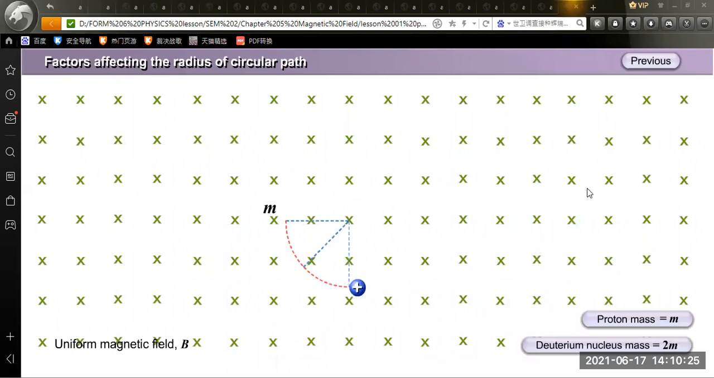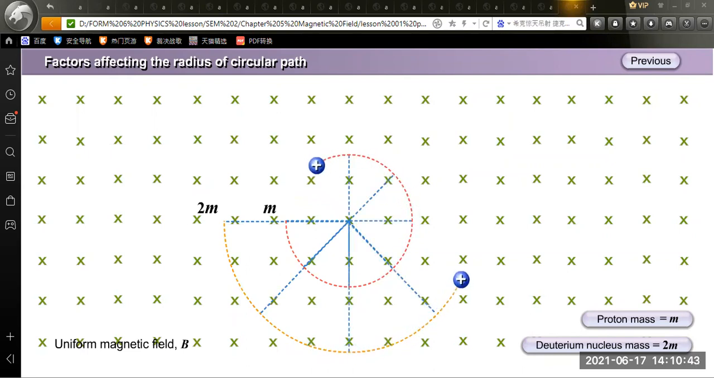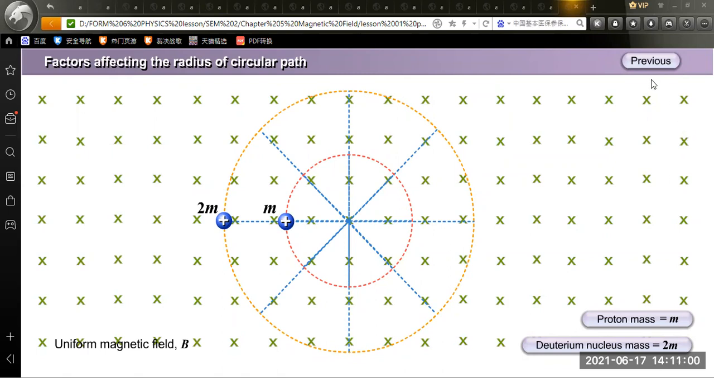Okay, now if the proton with mass m moves like that, just now r is directly proportional to m, right? What happens if the mass increases to double? Once it becomes double, it will move with a bigger radius. So this will be the effect of the mass on the radius.